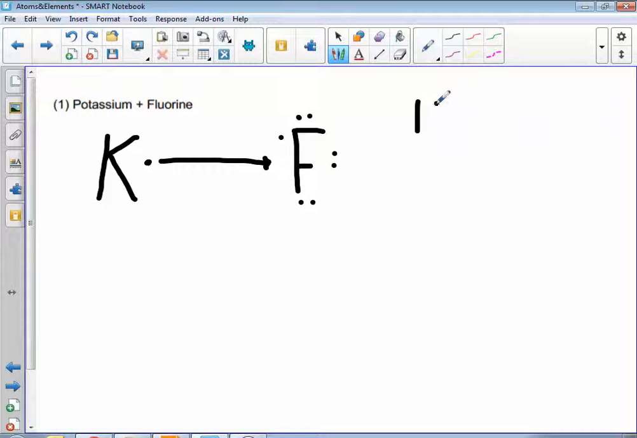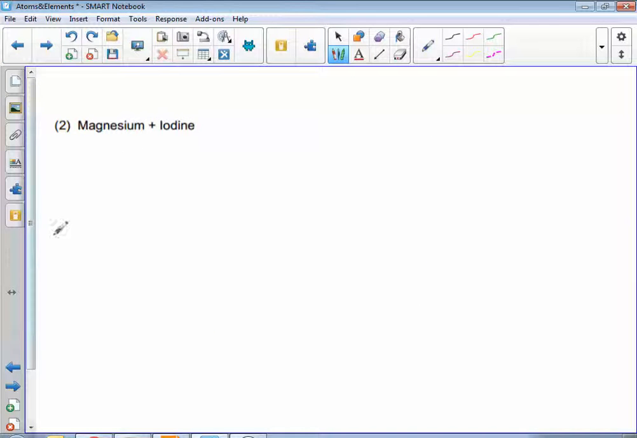And part 2 of this particular homework assignment is to draw the oxidation numbers, then draw the final formula, which is KF, or potassium fluoride. Let's move on to the second one. The second one's a little tougher, but this one will probably make things a little bit more clear.